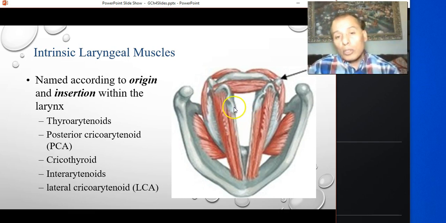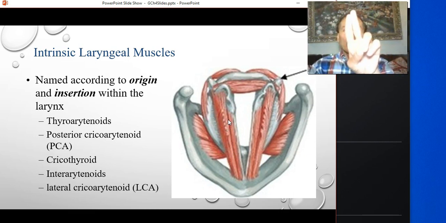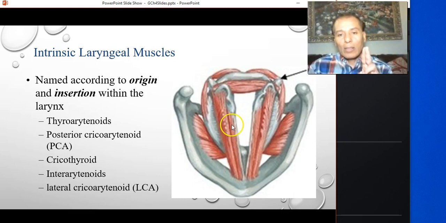The real vocal folds, the true vocal folds, each one is made up of two strands of muscles, like my fingers. This is called the thyrovocalis muscle, next to the glottis, thyrovocalis. And that is the muscle that enables us to vibrate to make speech.